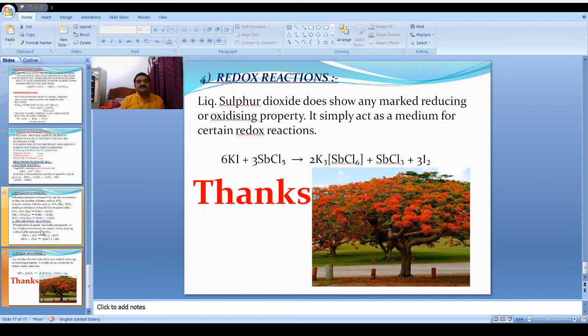Here the reaction: potassium iodide reacts with antimony pentachloride. It forms the complex here, potassium hexachloroantimonate, with formation of antimony trichloride and iodine.